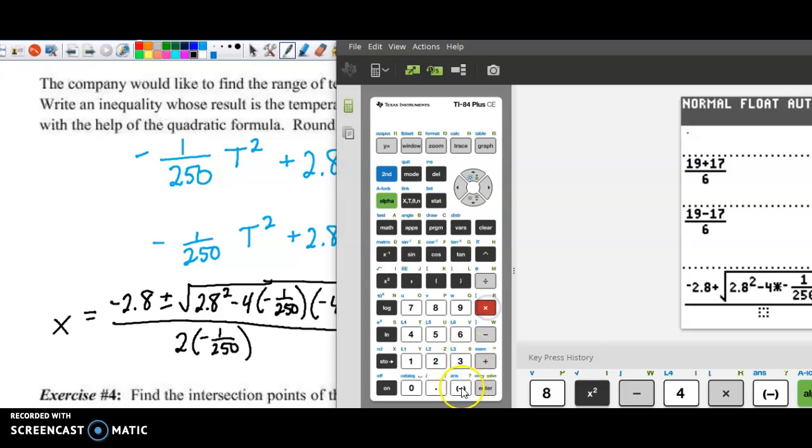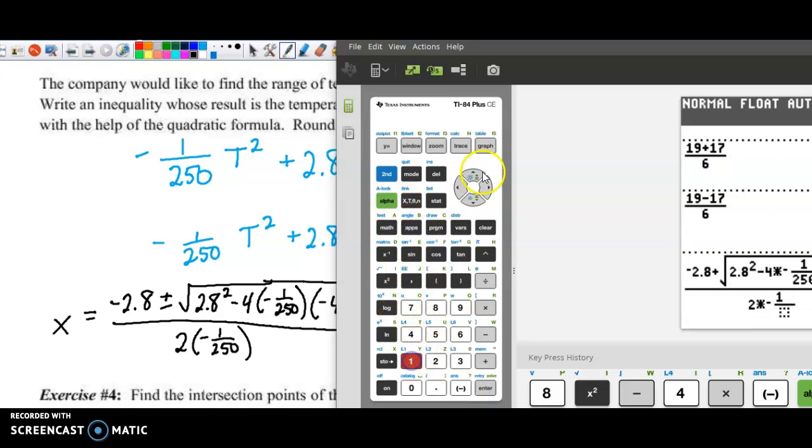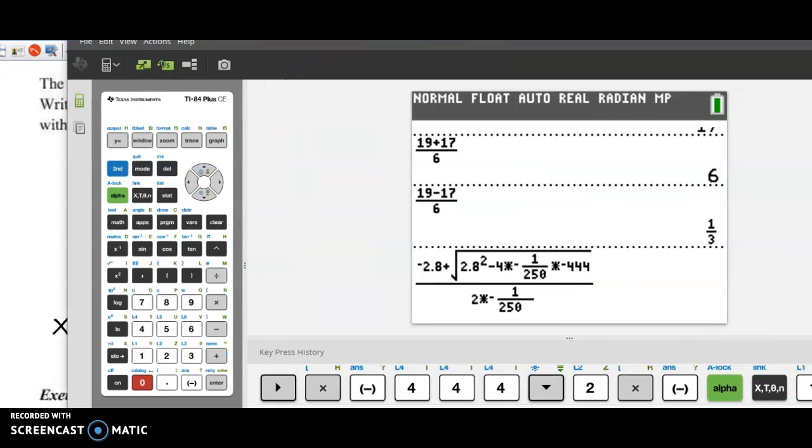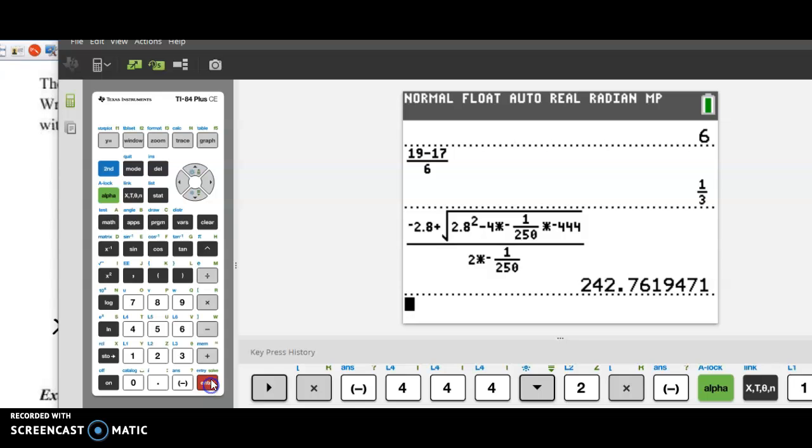It just says to round your final answer. And hopefully I typed everything in correctly. And as I hit enter, this tells me I need a temperature of 242.8 degrees, or 242.76 if you round correctly.